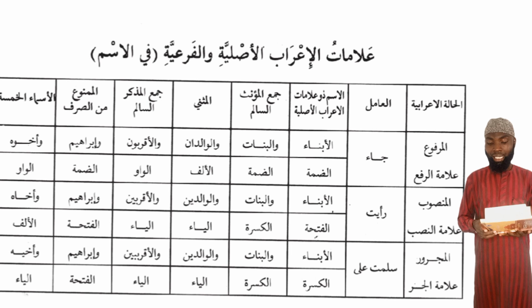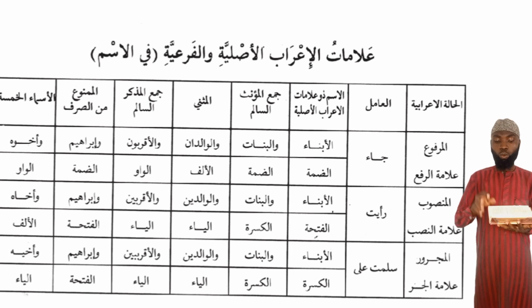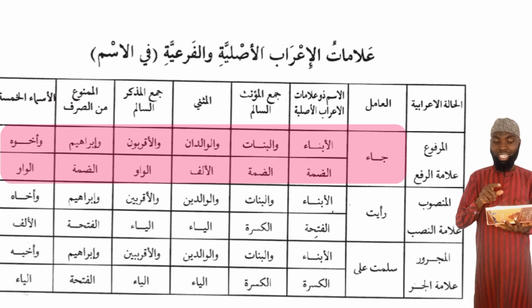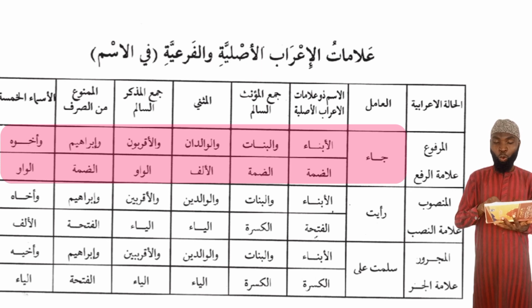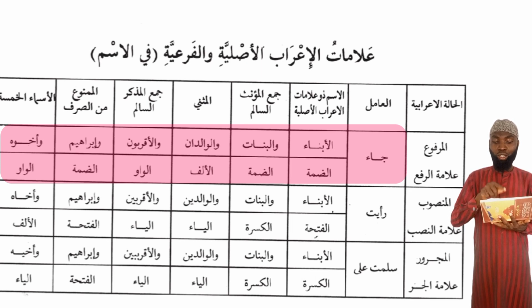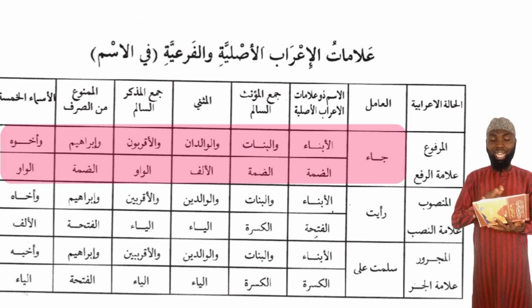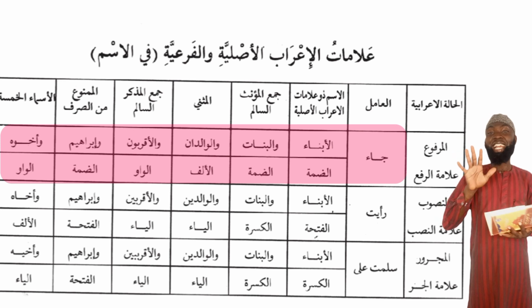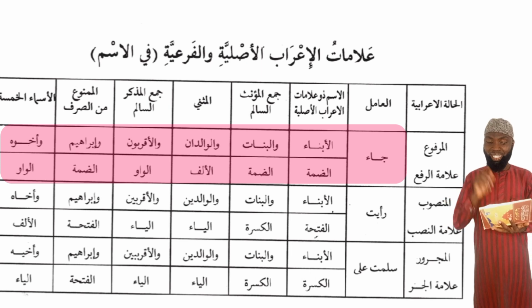We see under al-amilu, for marfu', we have the word ja'a, ja'a al-abna'u. Look at the sentence as it goes. Ja'a al-abna'u wal-banatu wal-walidani wal-aqrabuna wa Ibrahimu wa akhuhu. These words are falling under the different categories we've listed above, and these words right away are in their nominative case. Let's have the first word.